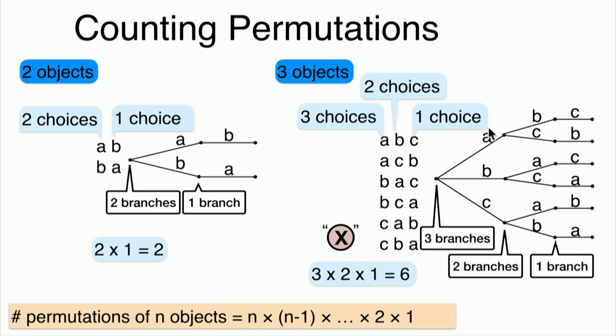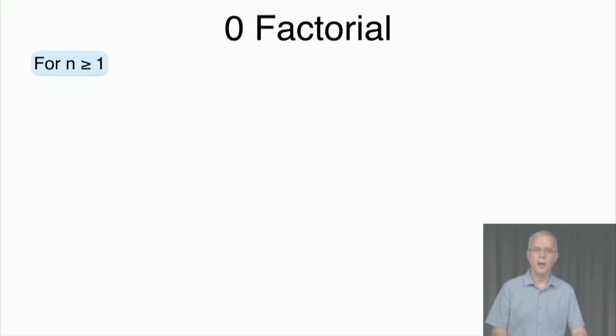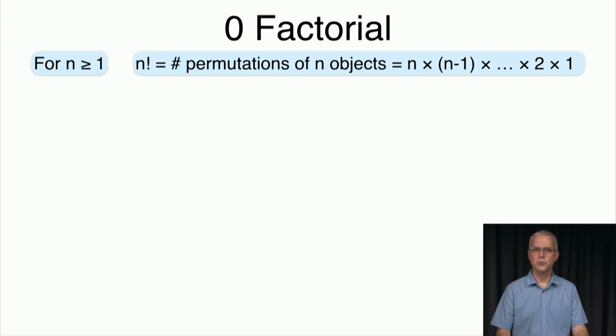To write the second one, or n branches here times n minus 1, and so on, n minus 2 up to 2 times 1. And this is denoted by n factorial. And it's called n factorial. Okay, and to do that, as we said, we use the product rule. So now for n bigger than or equal to 1, as we said, n factorial, which is the number of permutations of n objects, is n times n minus 1, and so on times 2 times 1.